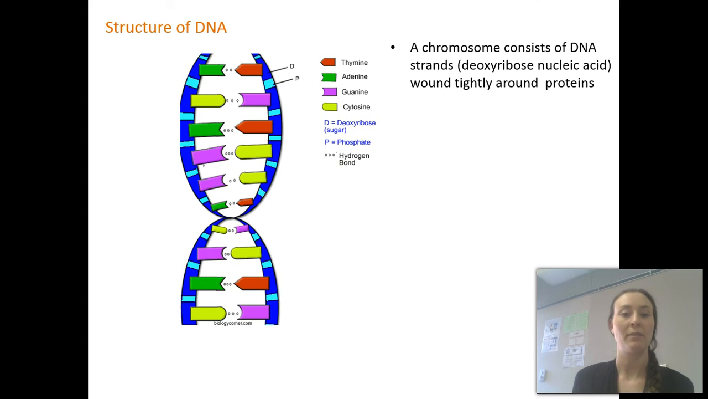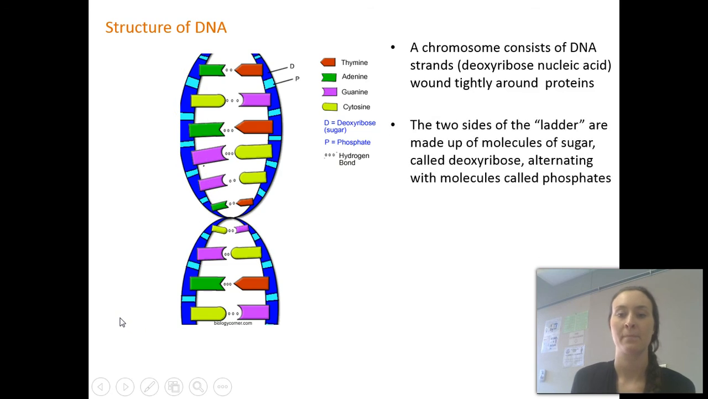So here we're talking about the structure of DNA. A chromosome consists of DNA strands. DNA stands for deoxyribose nucleic acid. So this DNA is wound tightly around the proteins, and here we see the proteins and the strands of DNA. The 2 sides of the ladder, you'll often hear it called a ladder because it kind of looks like a ladder, are made up of molecules of sugar called deoxyribose alternating with molecules called phosphates.